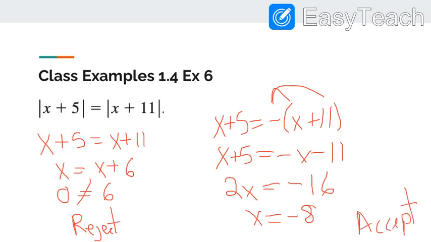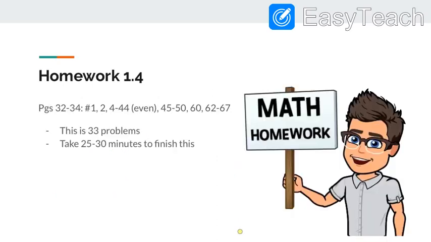So it is possible sometimes when you're finding answers that you have two answers or one answer or maybe even no answers. So your homework for today is 33 problems. It is numbers 1, 2, 4 through 44 even, 45 through 50, 60, and 62 through 67. Probably 20 to 30 minutes to finish this.